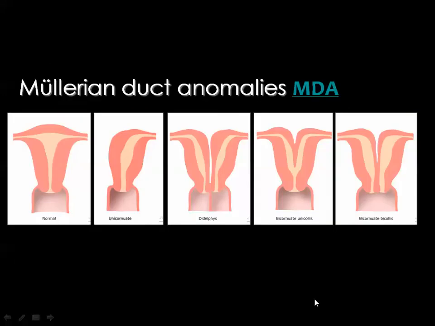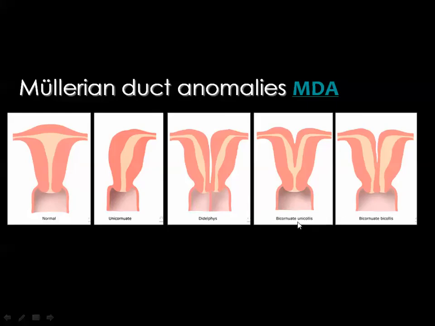Then this is the diagrammatic representation of the possible uterine anomalies. This is the normal appearance of the uterus, and this is what we call unicornuate uterus. This is uterus didelphys with two separate uterine cavities and two separate cervical canals, and then maybe in most of the cases a vaginal septum as well.